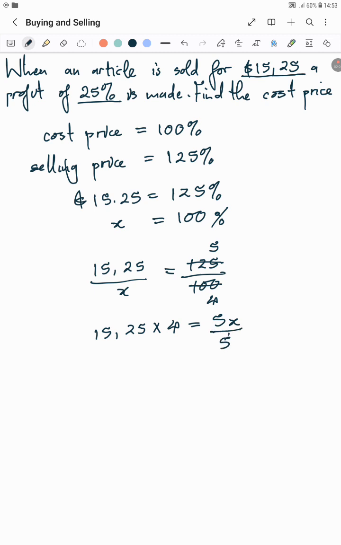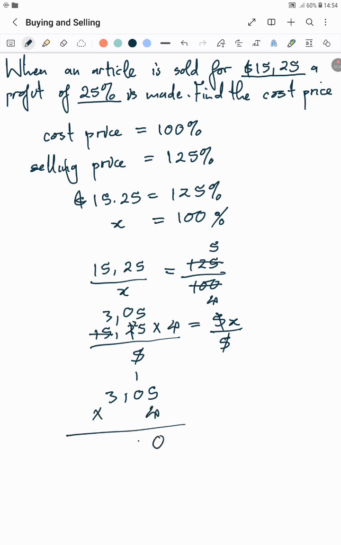And if you divide both sides by 5, 5 into 15, that's 3, 5 into 2, that's 0, 5 into 25, that's 5. So here you end up with $3.05 times 4. Here you get 20, and here you say 3 times 2, you get 12, and your answer will be $12.20. So $12.20 is the cost price, and you can see it's lower or smaller than $15.25.